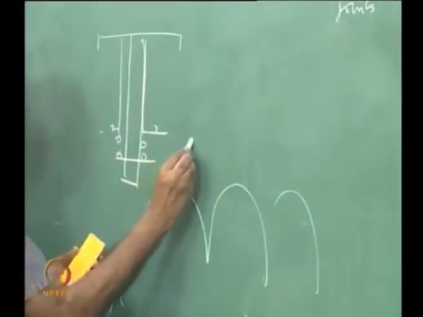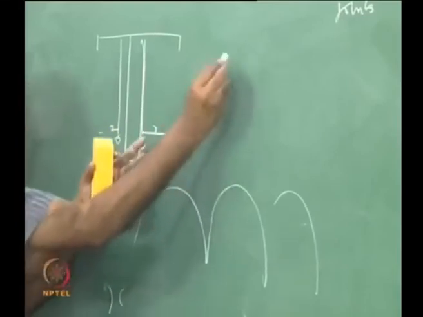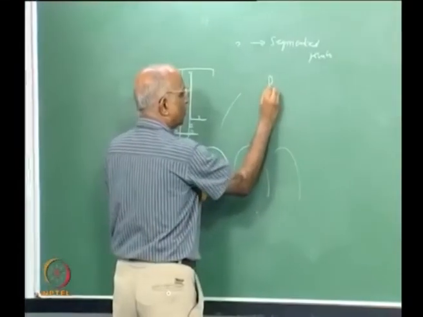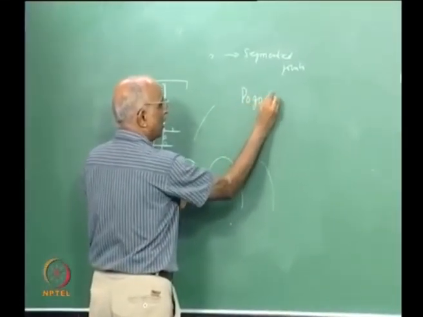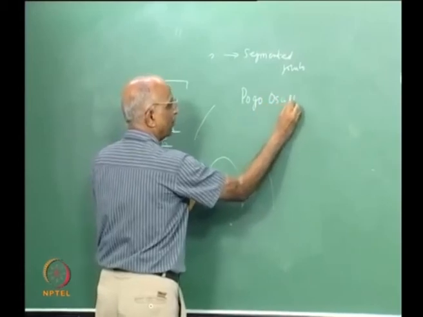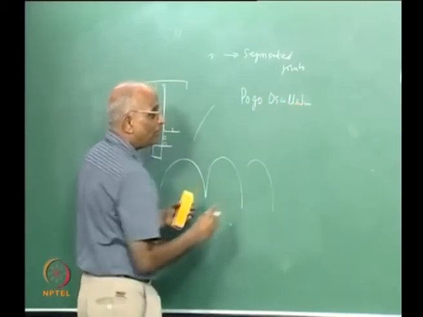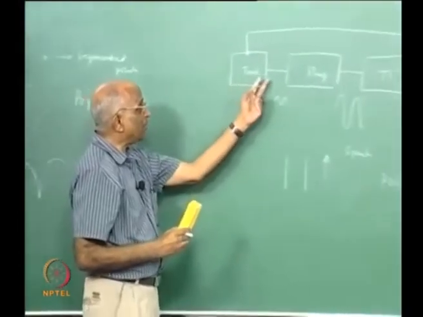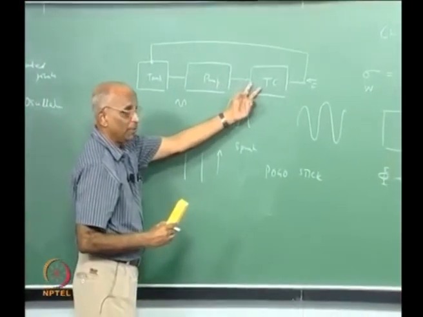Therefore my rocket, instead of going up smoothly, goes in hops like this, and this type of oscillation due to this process is known as pogo oscillations. And how do I have to control it? I must reduce the coupling between my pump and the thrust chamber.